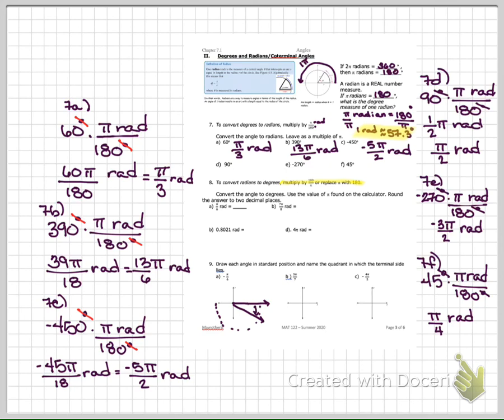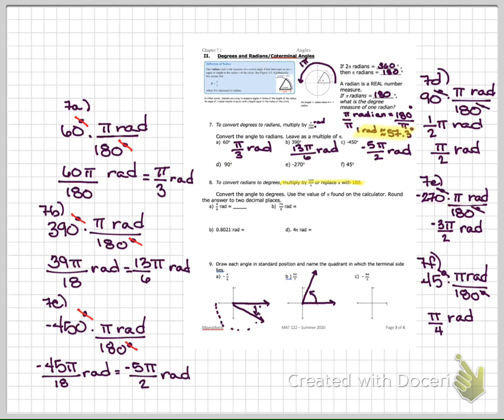B, we've got 3 pi over 7. Here's my initial side. That's not going anywhere. And so let's think. 7 pi over 7 would be halfway around the circle. Half of 7 pi is 3.5. So I'm going to be a little shy of half of the top half of the circle. We're going in a positive direction. There is my 3 pi over 7.